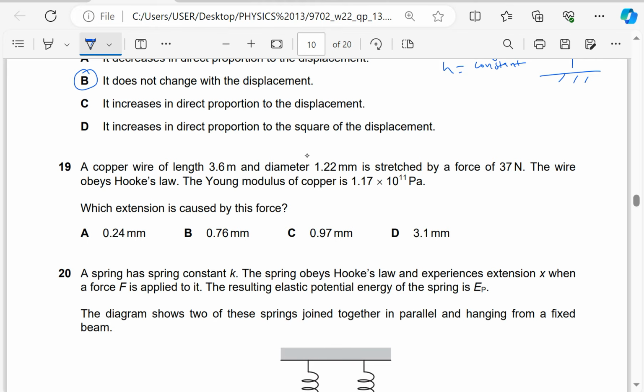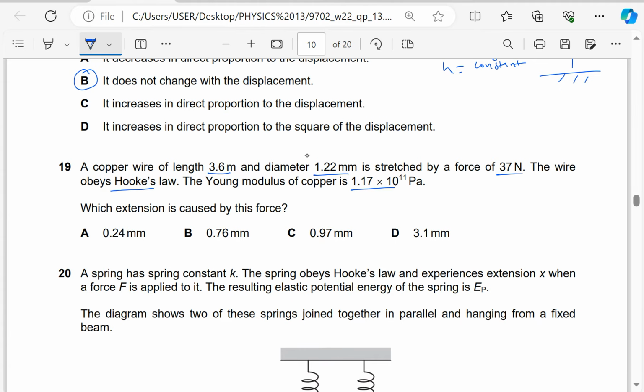A copper wire of length 3.6 meters and diameter 1.22 millimeters is stretched by a force of 37 newtons. The wire obeys Hooke's law, and the Young modulus of copper is 1.17 times 10 to the power of 11 pascals. Which extension is caused by the force? Extension caused by the force.